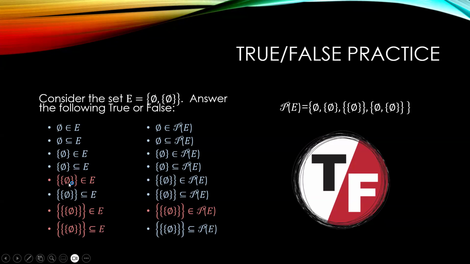Is the set containing the empty set an element of E? It is not. And then is the set containing the empty set a subset of E? It is, because this is the set containing the empty set. And so a set containing this element would be a subset of E. When we think of the power set, it's very similar and very messy and tricky to wrap your head around, but there are your answers if you'd like to play with it a little bit.